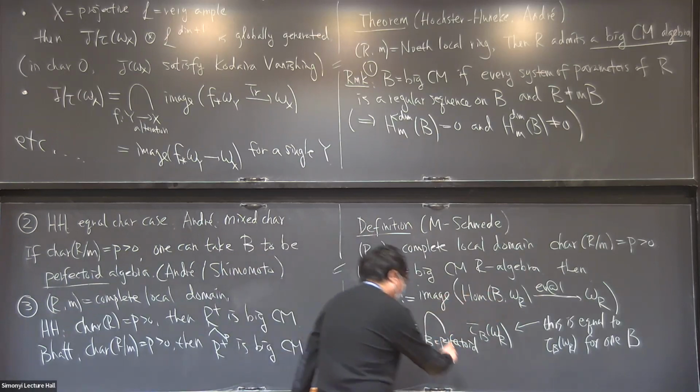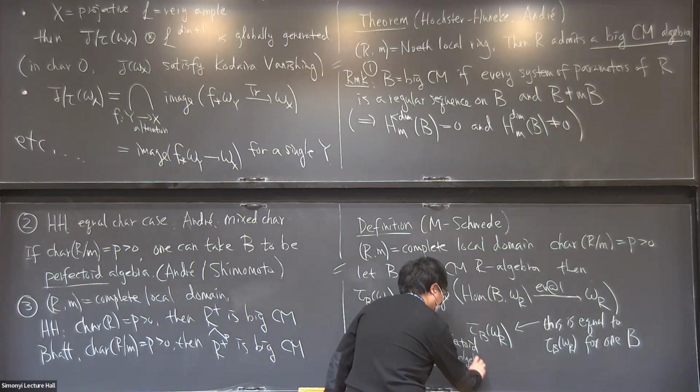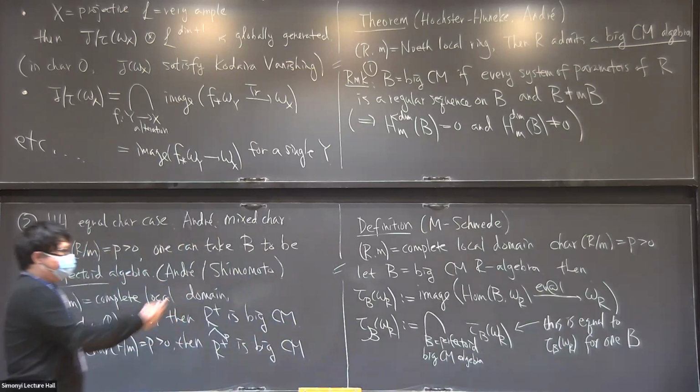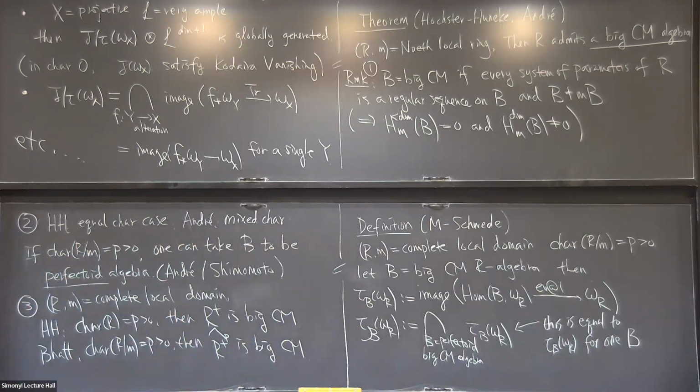If you allow all big CN algebras, of course, we expect this still stabilizes, but it turns out we don't know how to prove it.